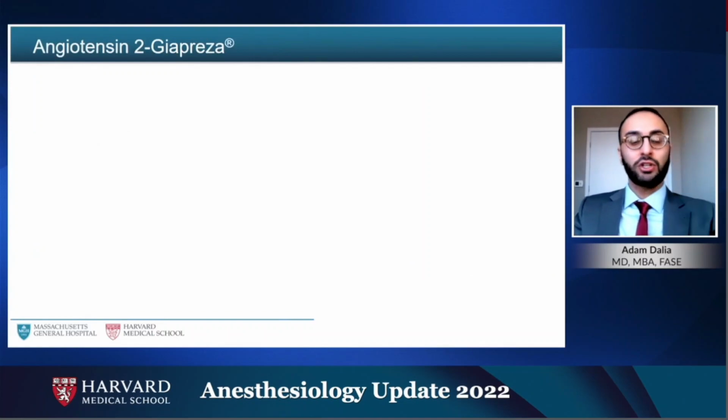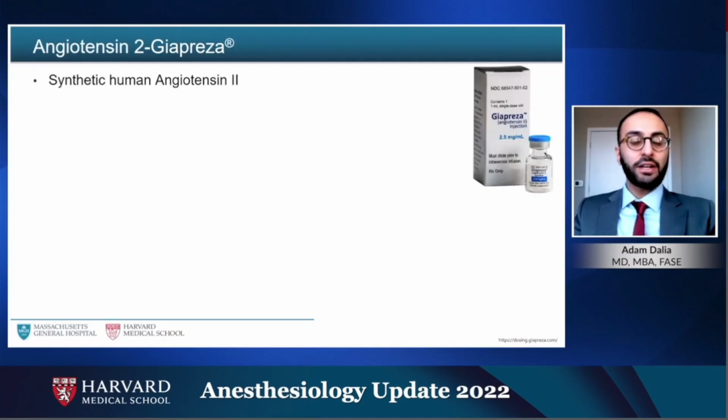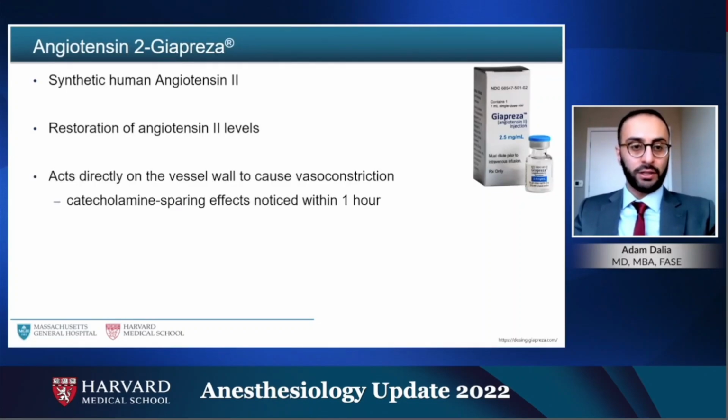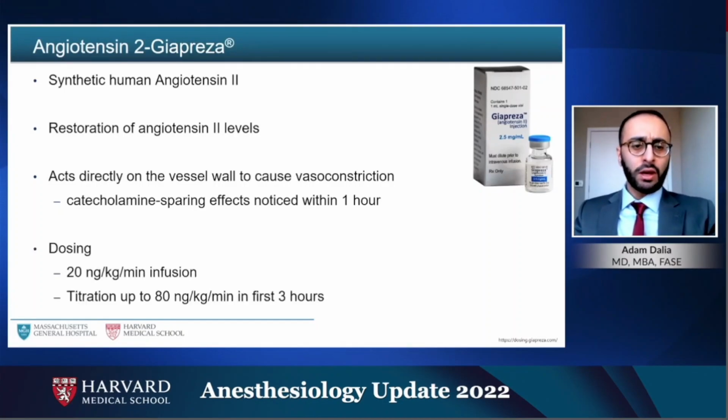Next up is angiotensin II. It goes by the brand name Giapreza. It's a synthetic human angiotensin II. It restores the angiotensin II levels of the critically ill patient. It acts directly on the vessel wall to cause vasoconstriction, and it has catecholamine-sparing effects that have been noticed within 1 hour. The dosing is 20 nanograms per kg per minute infusion, and then you can titrate that infusion up to 80 within the first 3 hours.